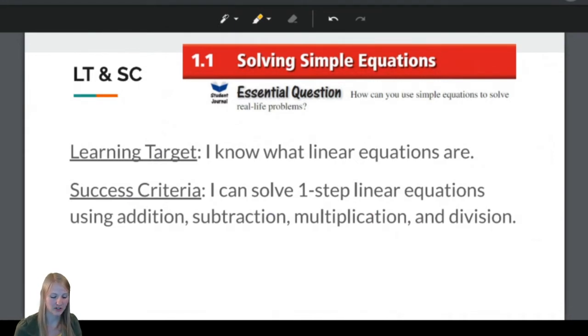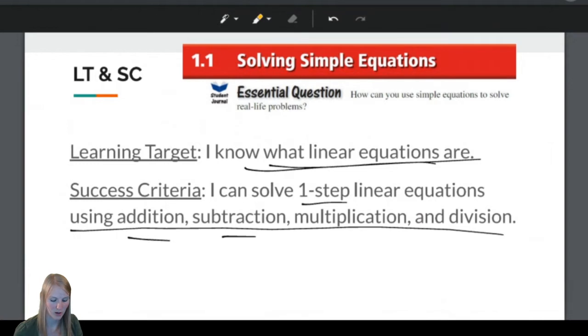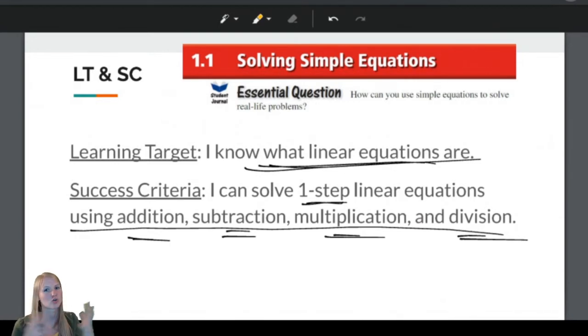Our learning target is that you know what linear equations are. What is a linear equation? The success criteria, how do you know if you know what a linear equation is? Well, you will be able to solve one-step linear equations using addition, subtraction, multiplication, and division. Now, you might not know what that means right now, but as we go through the lesson, be checking yourself. Can you do this? Can you solve one-step linear equations using these? Do you know what a linear equation is? If you don't know that by the end of the lesson, you might want to talk to your teacher or rewatch this video.